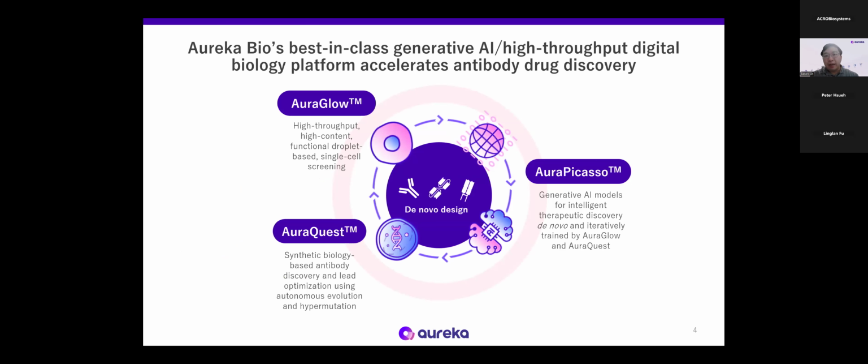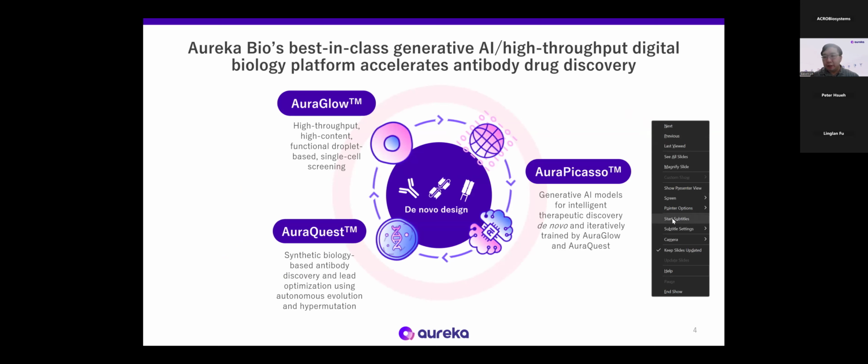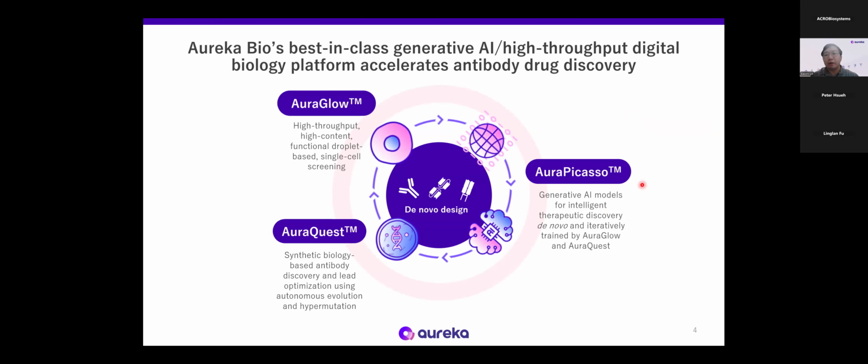We have three main modalities being introduced here, and it all starts with something called Aura Picasso, which is our generative AI model for designing ligands. And it's not stopping at AI, because I know AI is a catchphrase these days. Not only do we start with AI, then we go with this high throughput synthetic biology based antibody discovery screening.